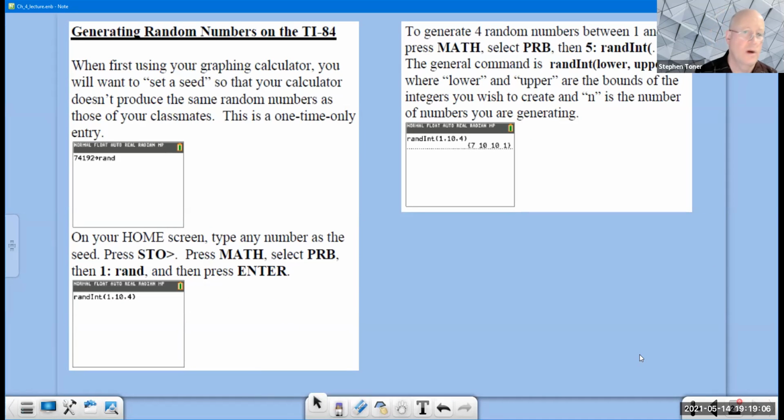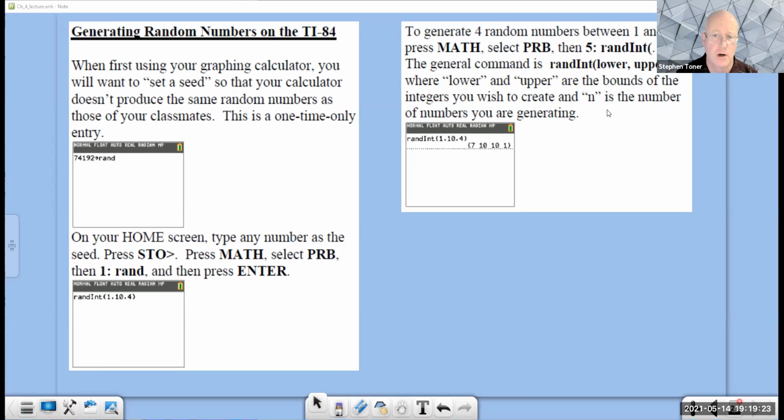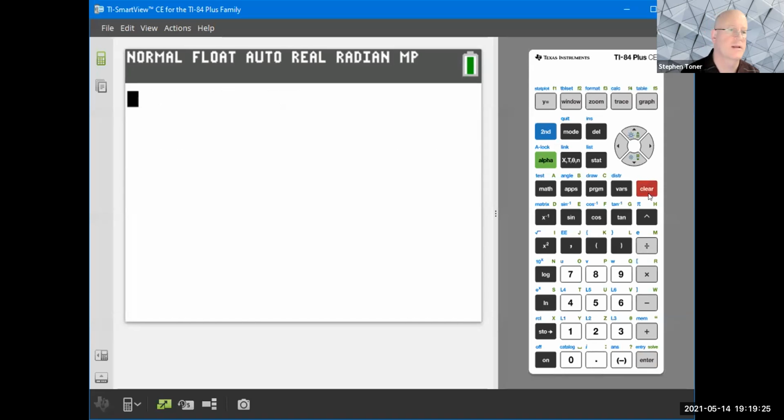Now let's do one final topic, and that is about how to generate random numbers on your calculator. So let me open up my calculator. I'm going to let you read this one on your own. Basically, you need to do something which is a one-time only feature on your calculator, and I want everybody to do something different here. I want you to just start typing in some number.